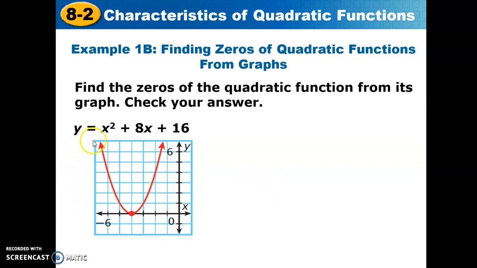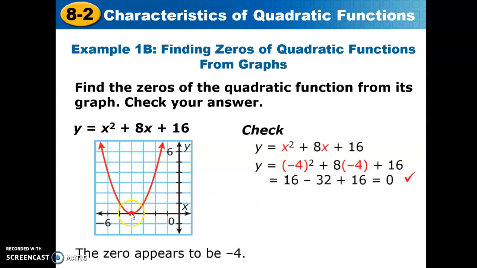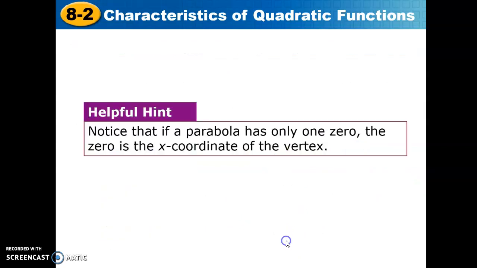Next example, again, if you can sketch this, great. If not, just follow along. Here it appears that this graph only has 1 zero, and it looks like it is -4. Notice the minimum is on the x-axis. So we're only going to have one minimum here. When it's on the x-axis, we're only going to have 1 zero. Again, if you plug -4 in and you plug and chug, you get 0. So that is the correct answer for the zero.